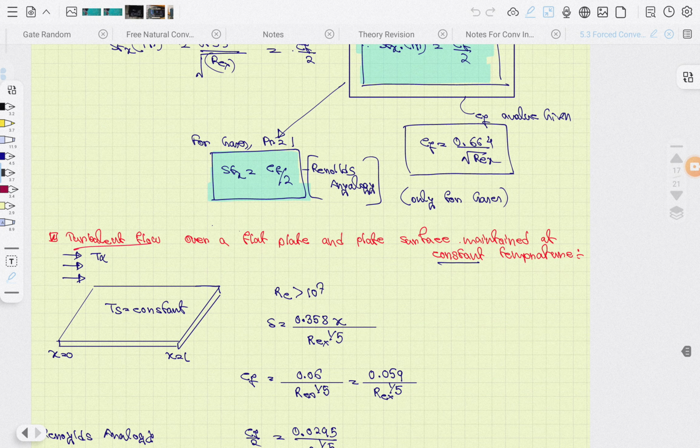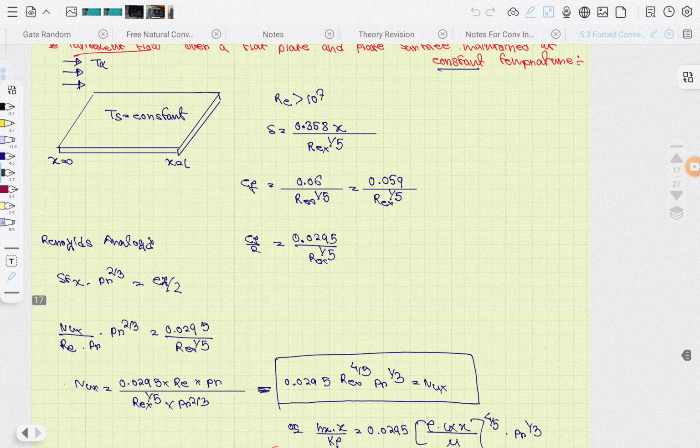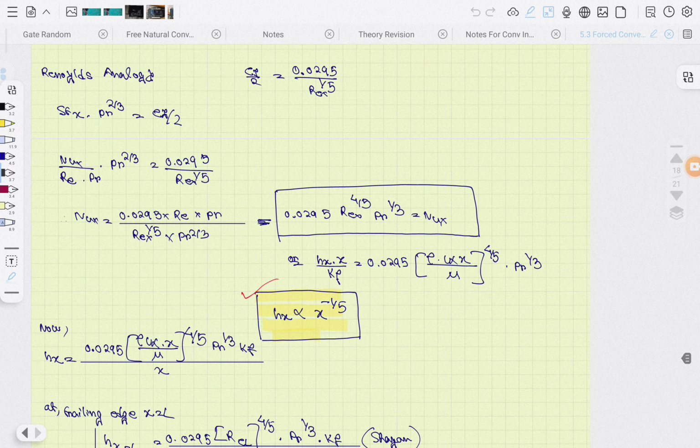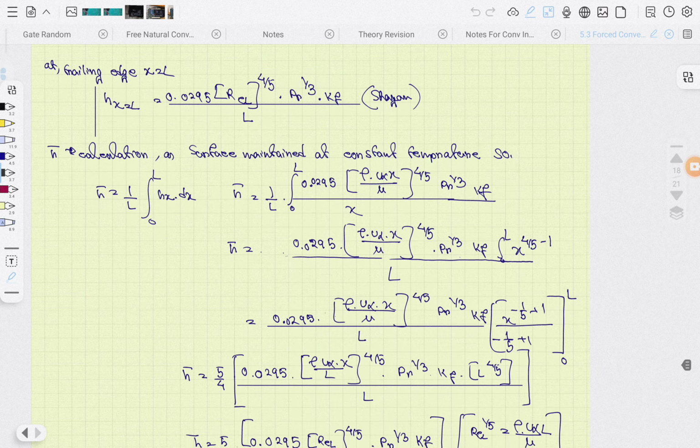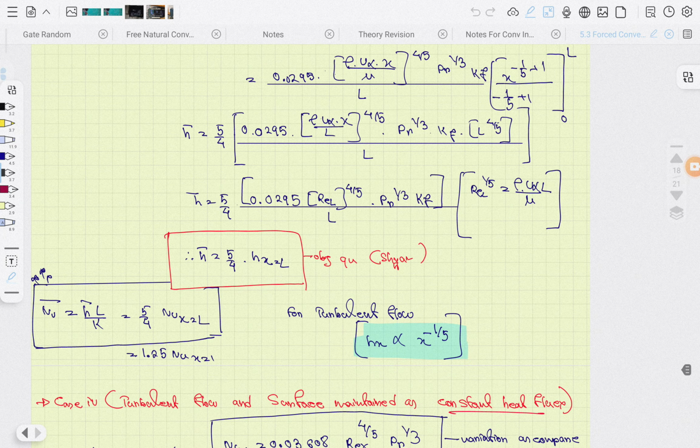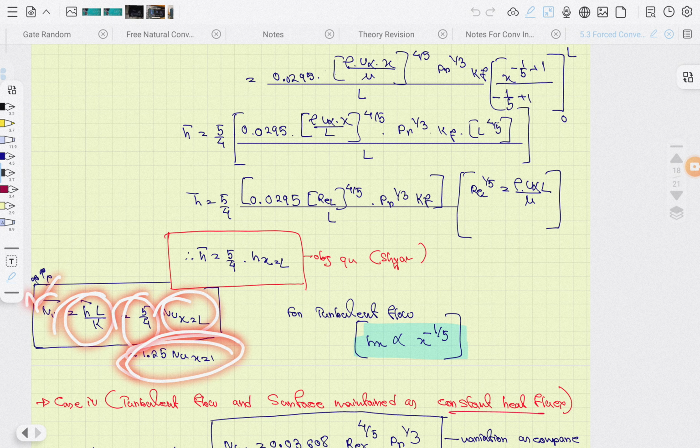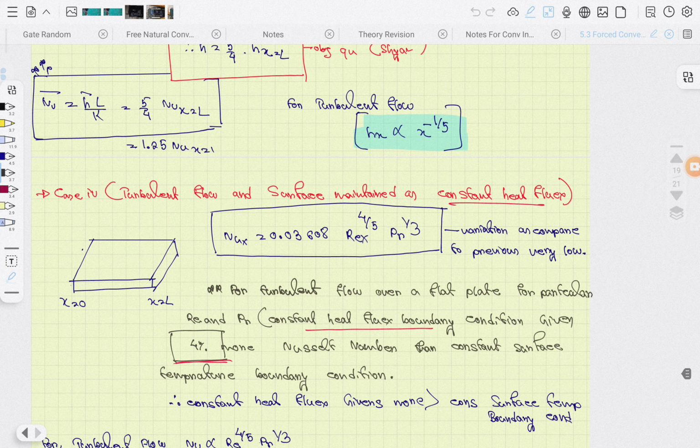Then we come to turbulent flow over a flat plate. Here the surface is maintained at constant temperature, and the value we need to see directly is that hx is proportional to x to the power minus 1 by 5. What value? X to the power minus 1 by 5. Okay, and if you come back, you can also see h bar. So h bar is 5 by 4 into hx at L. So Nu equals h bar L by k, or 5 by 4 Nu x, so it is 1.25 times. Okay, for turbulent flow with the surface maintained at constant heat flux condition we get the following.